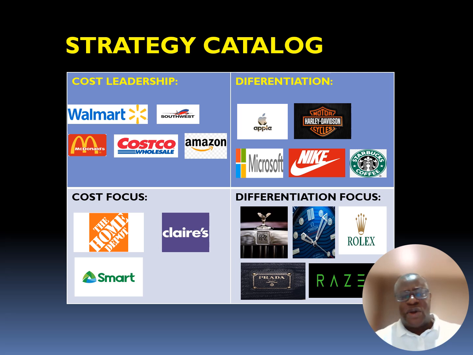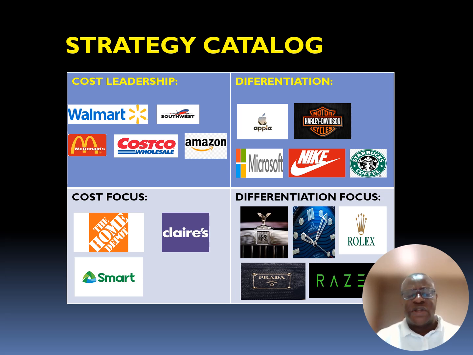Now, what I did was to come up with the strategy and catalog. As you can see, you have the cost leadership. Under cost leadership, you have a company like Walmart, McDonald's, Southwest Airlines, Costco, and Amazon. Then you have the other category, which is the differentiation category. You have Apple, Harley Davidson, Microsoft, Nike, and also Starbucks Coffee. They are highly differentiated, so they find themselves in the differentiation category.